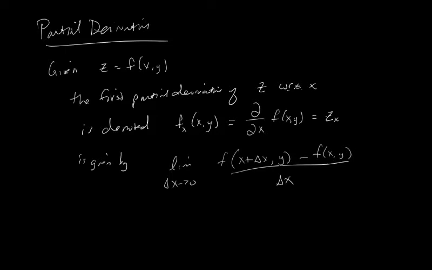Okay, so this is just like the derivatives that we had seen in the past. This one's with respect to x, so it's f of x plus delta x minus f of x. It's that corollary there, right?